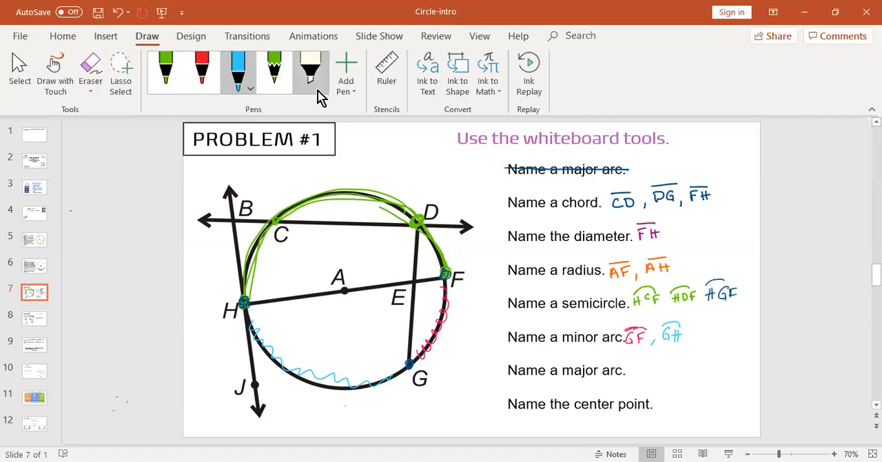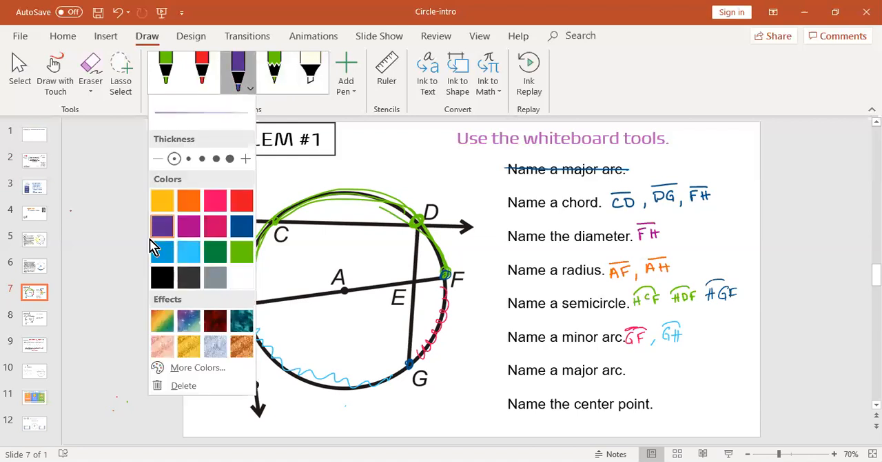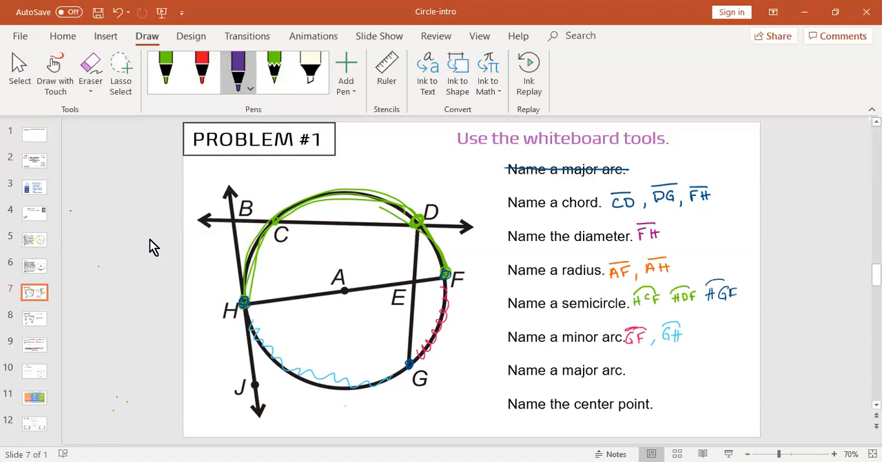So now the fun part. When we're talking about a major arc, it has to be bigger than a semicircle. So I'm basically going to start with my semicircle. I'm going to say G, H, F. So G to H, and then all the way around to F. That's most of the circle, not all of it, definitely bigger than half.